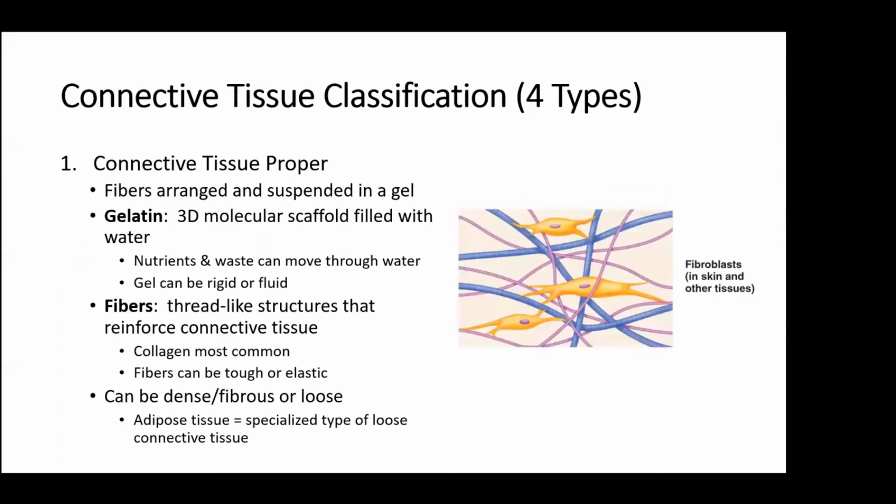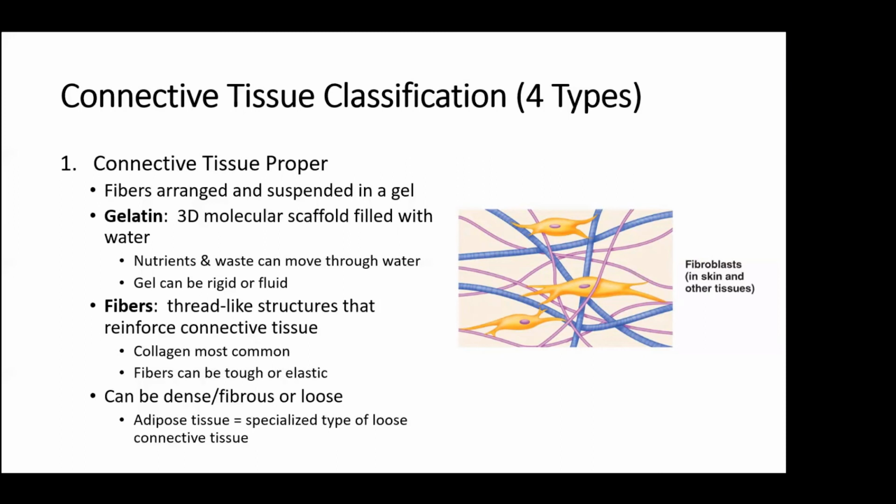The first is connective tissue proper. So in connective tissue proper, we basically have a gel with a bunch of fibers in it. When I say a gel, I mean something like gelatin. It's a 3D molecular scaffold filled with water. The point about the gelatin is it's like a jelly, but there's lots of water in it that nutrients and waste can move through.